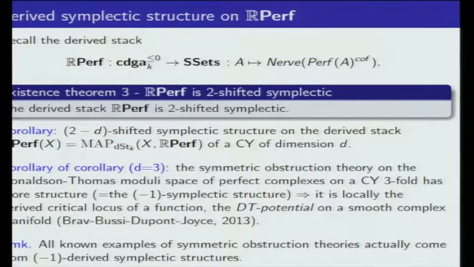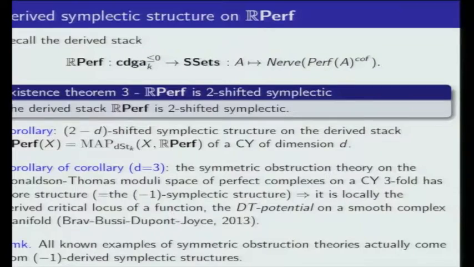The last existence theorem I wanted to mention is the derived symplectic structure on the stack of perfect complexes. So the stack Perf is the stack that classifies perfect complexes on CDGAs. It's a derived stack, and if you don't fix the cohomology amplitude, it's not of finite type. It's only locally Artin. But if you fix it, it's Artin. And the statement is that this stack Perf of perfect complexes is 2-shifted symplectic.